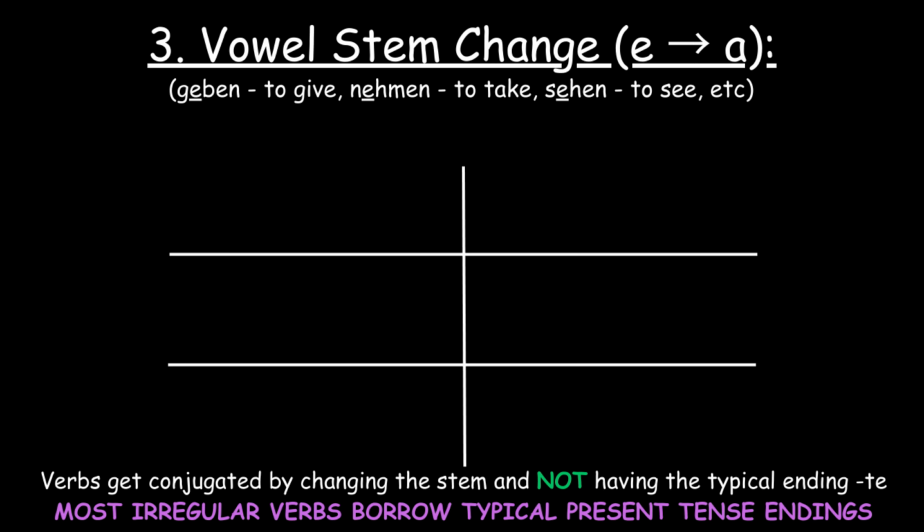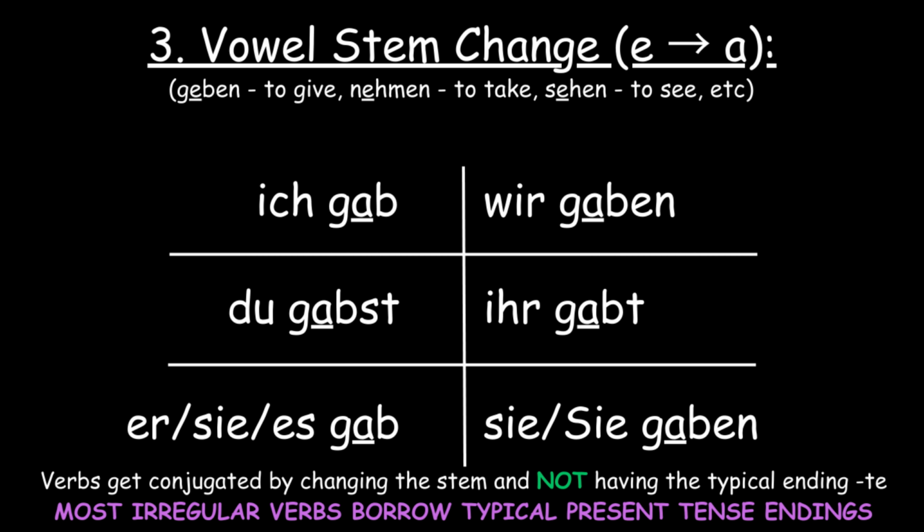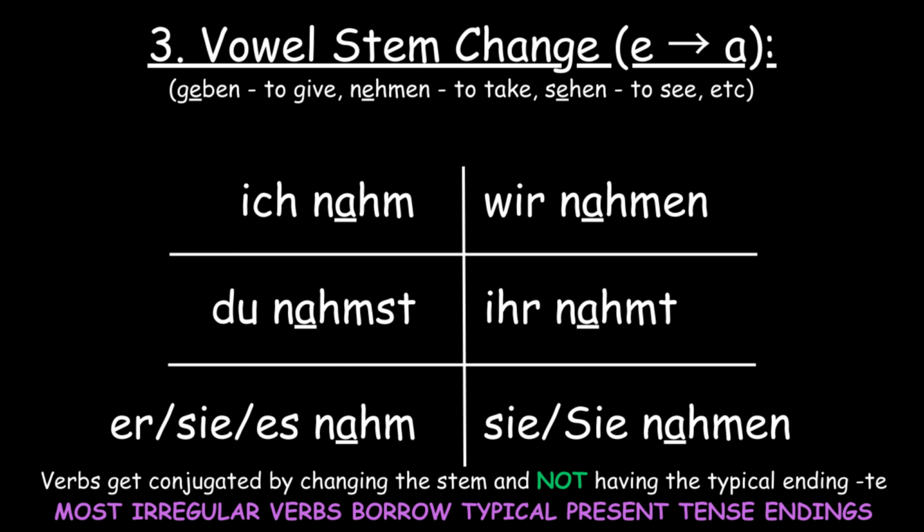Another stem change is verbs that change their stem from e to a, like geben, nehmen, and sehen. Geben will look like this. Ich gab. Du gabst. Sie, es gab. Wir gaben. Ihr gabt. Sie gaben. Likewise, nehmen will look like this. Ich nahm. Du nahmst. Sie, es nahm. Wir nahmen. Ihr nahmt. Sie nahmen.